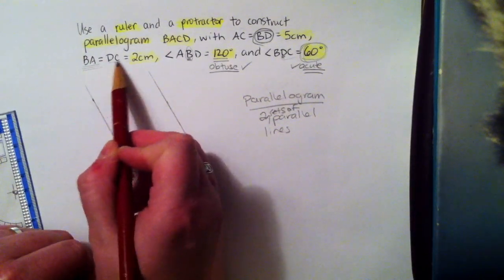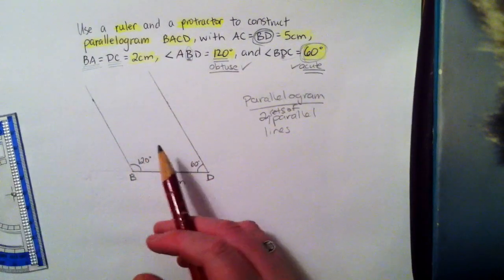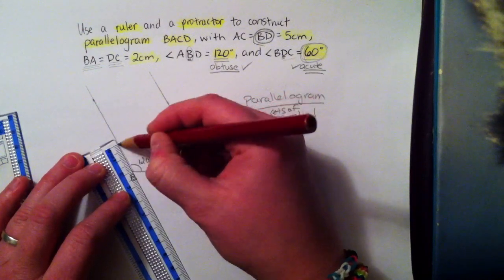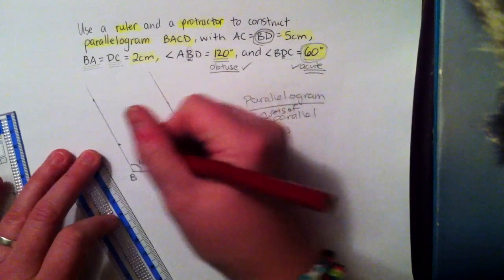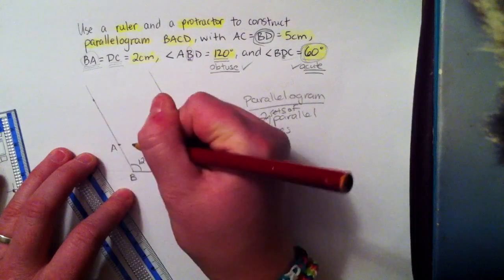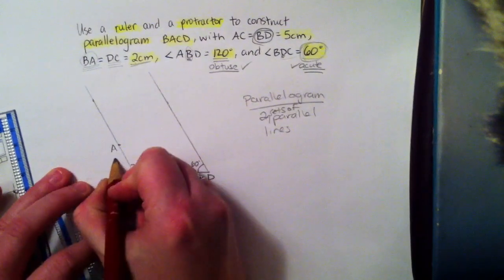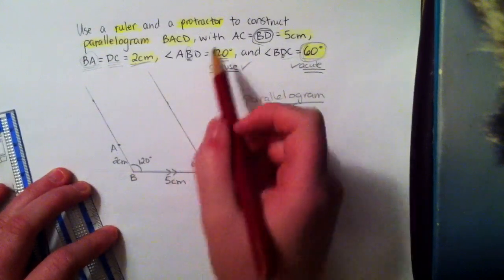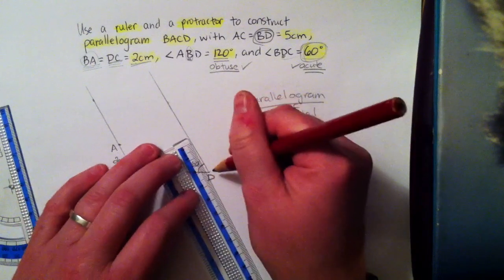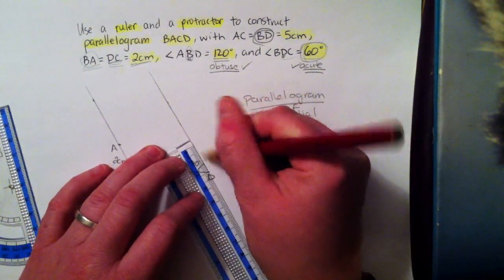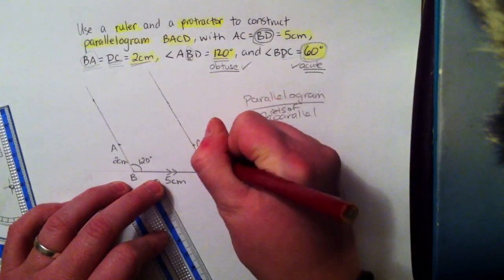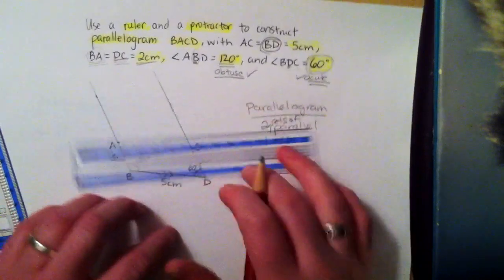The other part we need to know is that BA is 2 centimeters long. So we can assume that if we measure B to a new point, we can call that point A. And we can mark it as 2 centimeters, which we measured out with our ruler. The other one we can measure out is DC. It's just like A and B, it's also 2 centimeters. We could put a new point there, label that C, and the measurement of 2 centimeters.